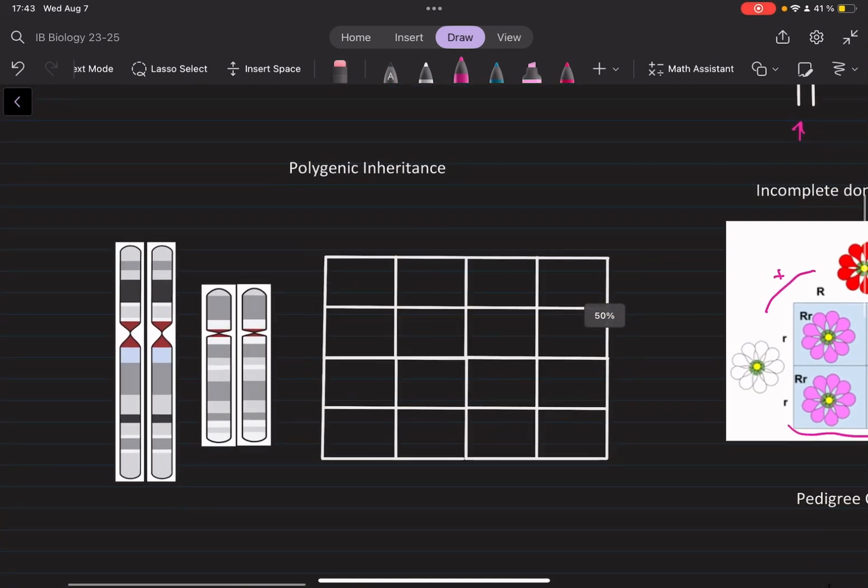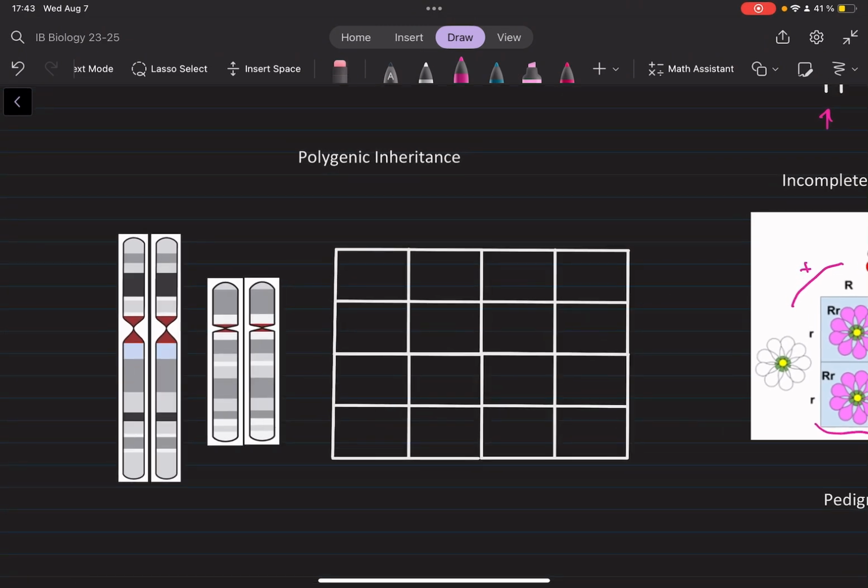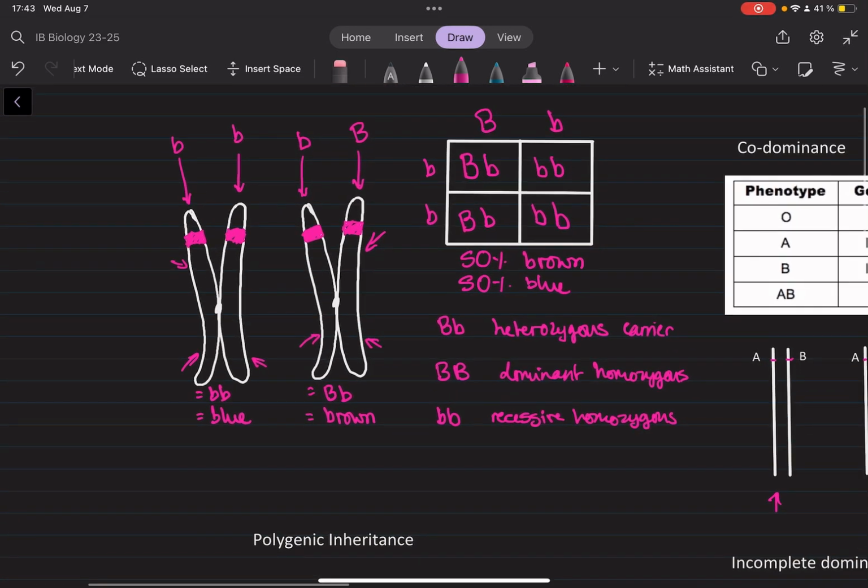Now to polygenic inheritance. When we've been talking about how things have been inherited, we're only talking about one chromosome. So when we're talking here about the eyes, this only shows up on one chromosome.